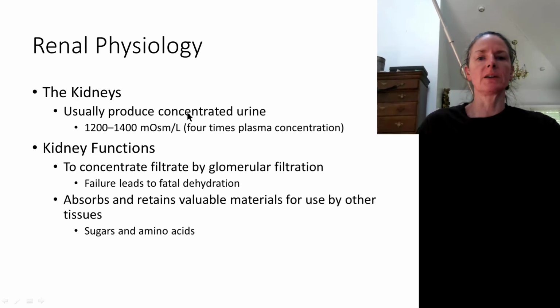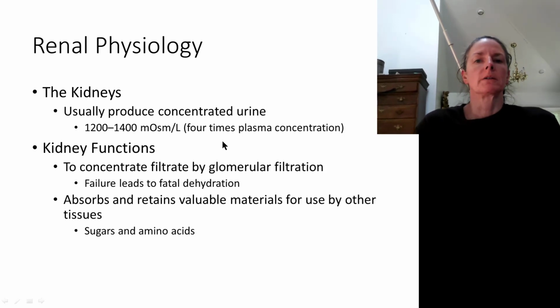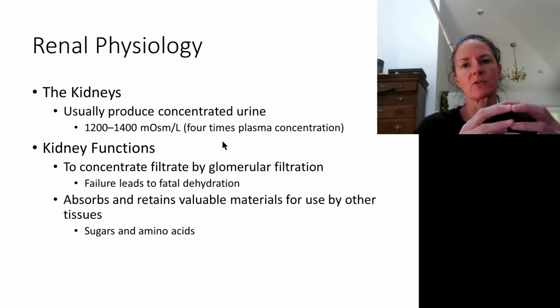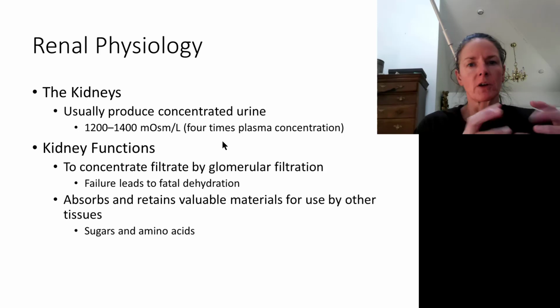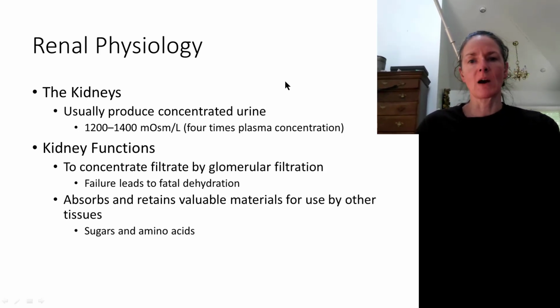All right, so the kidneys are producing very concentrated urine. So 1,200 to 1,400 milliosmoles per liter. So 4 times the plasma concentration. But we're going to retain a lot of the water that we originally filter. So a lot of the water that passes through the glomerulus, a lot of it will be reclaimed within the tubule. And if that were not the case, we would dehydrate very, very quickly.